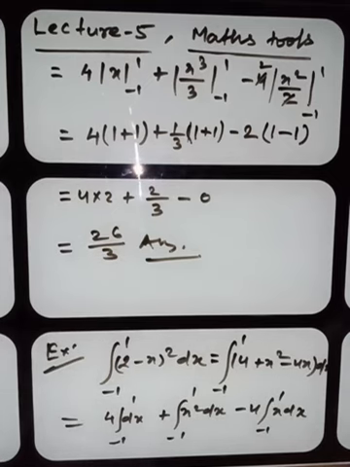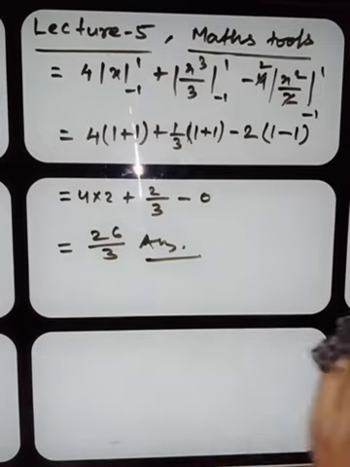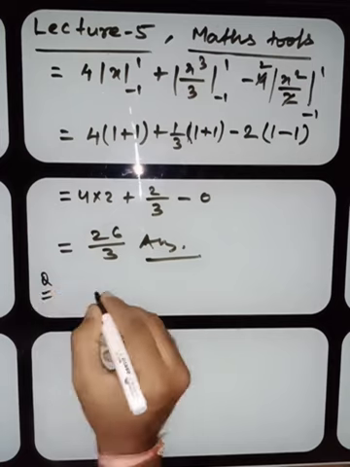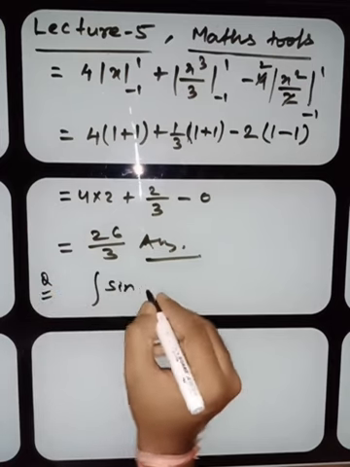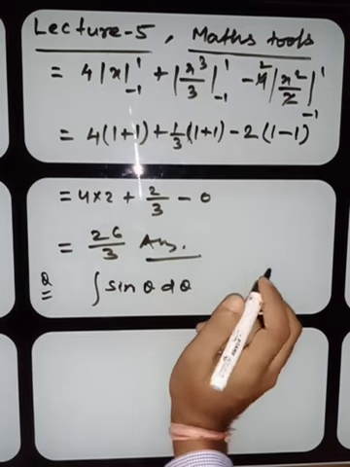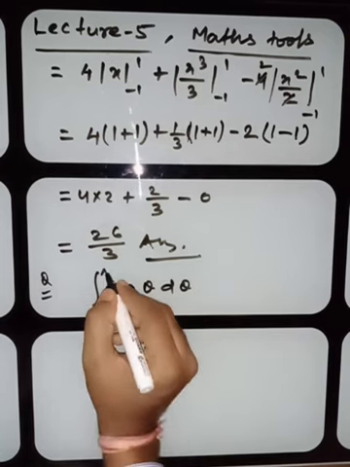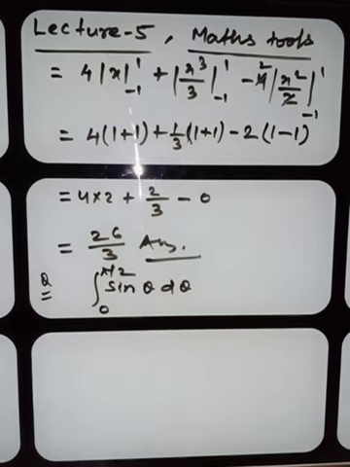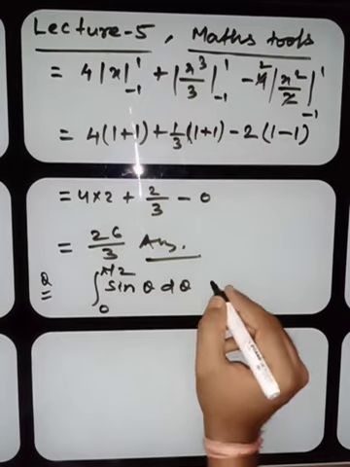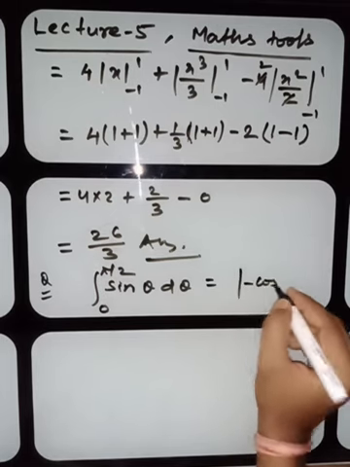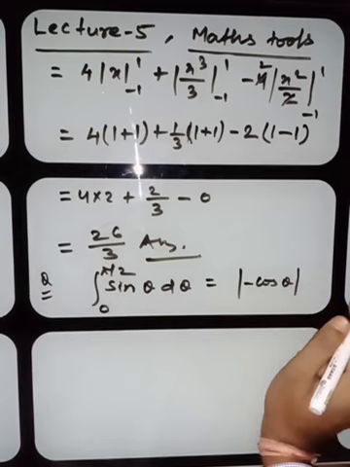Okay, now I'm giving you one more question which is based on trigonometric functions. Integral of sine theta d theta, you have to integrate from 0 to pi by 2. What will be the answer? Try to find out. Sine theta d theta, 0 to pi by 2. All right, so here the answer of sine theta, it will be minus cos theta. Integration of sine theta is minus cos theta.